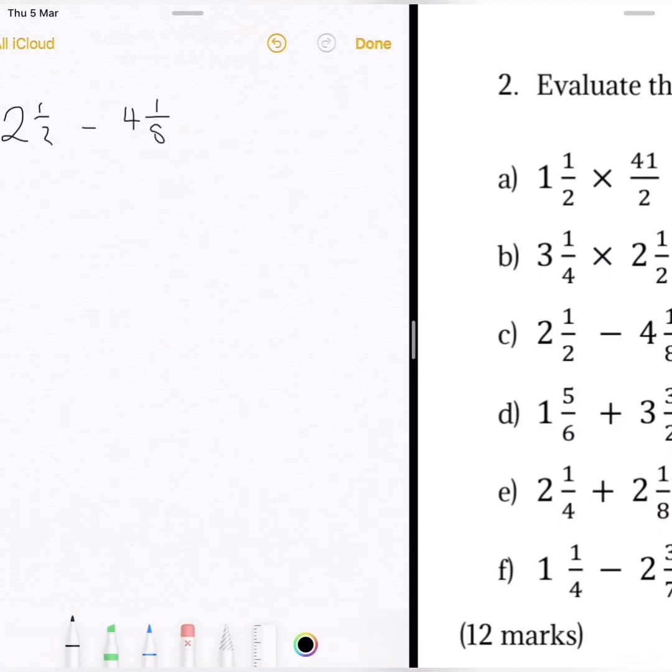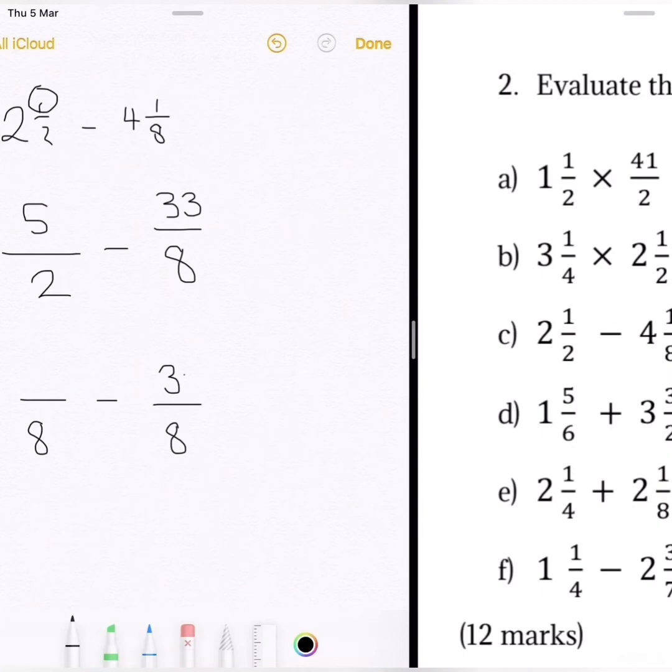So just like before, we have to get it as improper fractions. So our denominators stay the same. So we do 2 times 2, which is 4, and add on the numerator. So we get 5. This one, 4 times 8, which is 32. Add 1, which is 33. But now remember with subtracting, we have to have the same denominator. So we're going to take them both to 8. So this second fraction just stays the same.